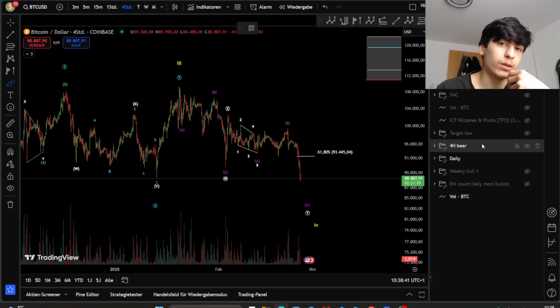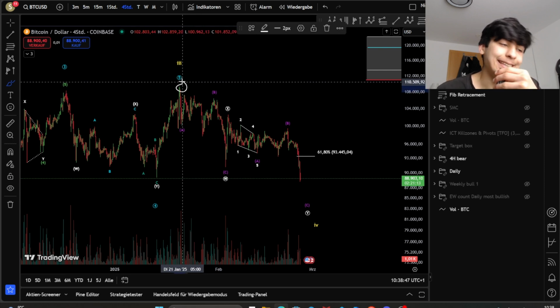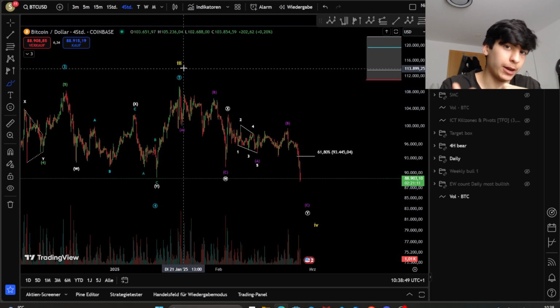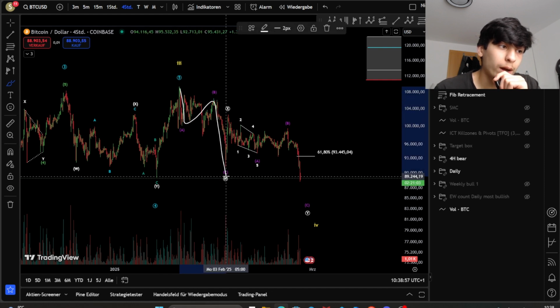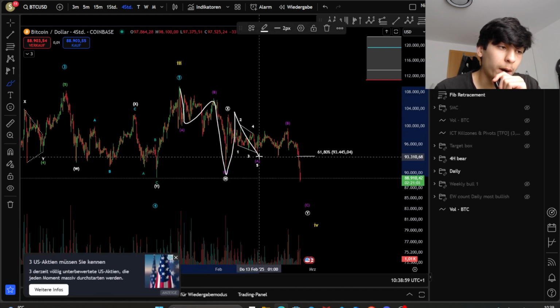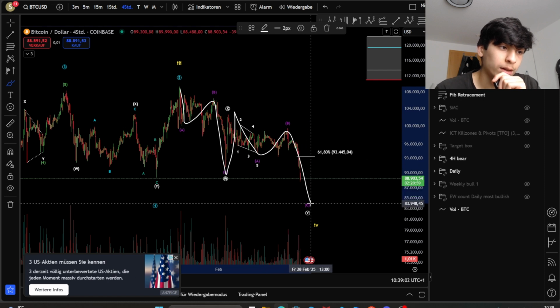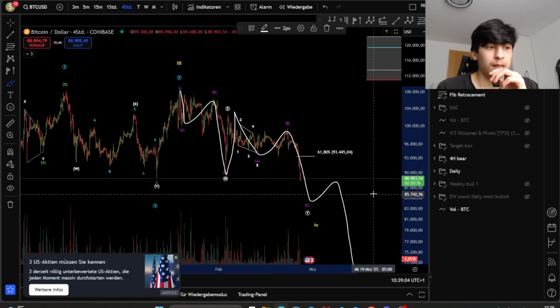but probabilities are then higher that this is corrective, and I will go over that now. So on the daily time frame, I mentioned the bearish scenario is that we count this top here as the top of the weekly time frame analysis, wave 5, where we then count a bear market. Now in this case, we then need to count this as a wave 1, 2, 1, 2, 1, 2, 3.